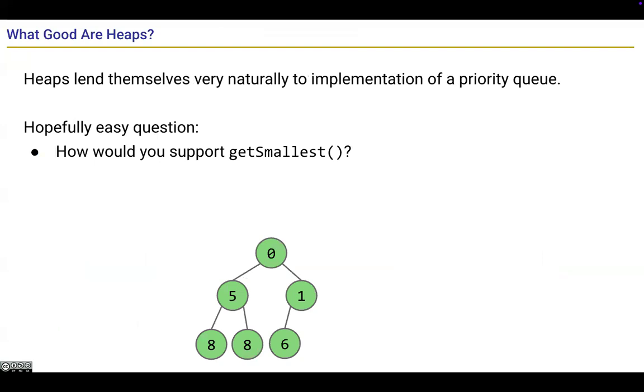Okay, so heaps become super helpful for your priority queue. Let's think about this. How would you support get smallest? What do we do to get the smallest off this particular heap? First of all, what is this thing right here?